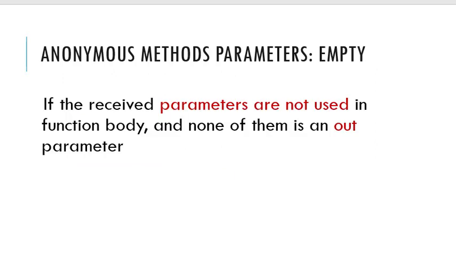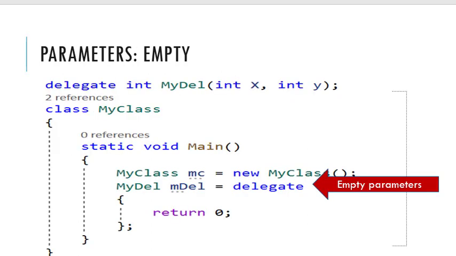And the second exception is that you can leave the parameters empty if none of them is used in the method body and none of them is an out parameter. If you remember, out parameters are used to return multiple values from a method. Here is an example where the delegate type accepts two parameters, but because those parameters are not used in the anonymous function body, the parameters are left empty and there are no parentheses.